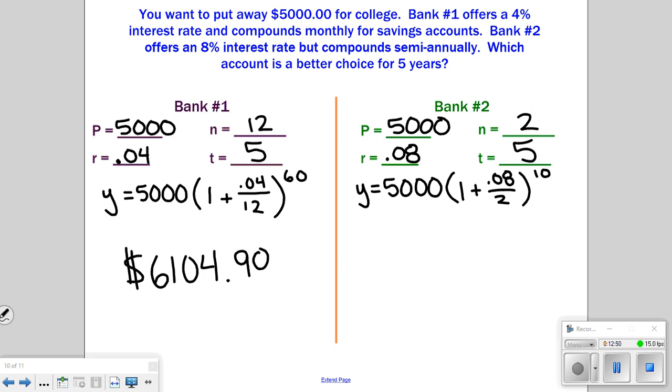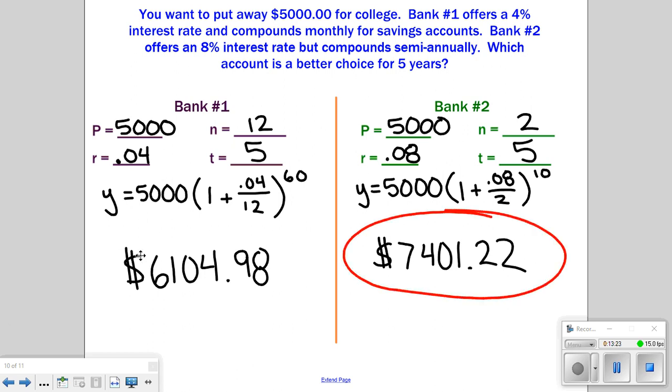Let's type in the second problem here. And for the second bank, you would get $7,401.22. So at this point, I think it is pretty obvious I would choose bank 2 to invest with in this situation. With that being said, that is the end of our notes for today.